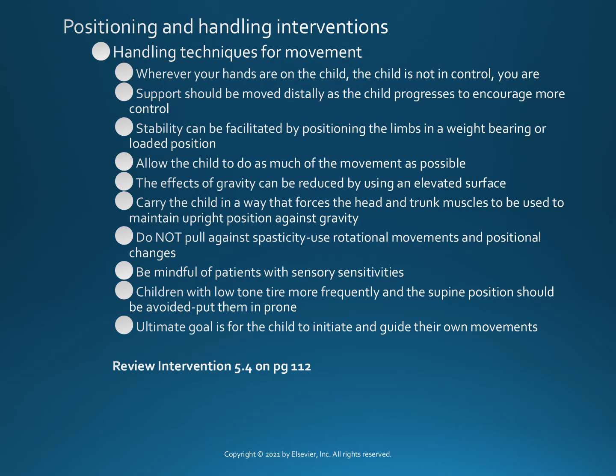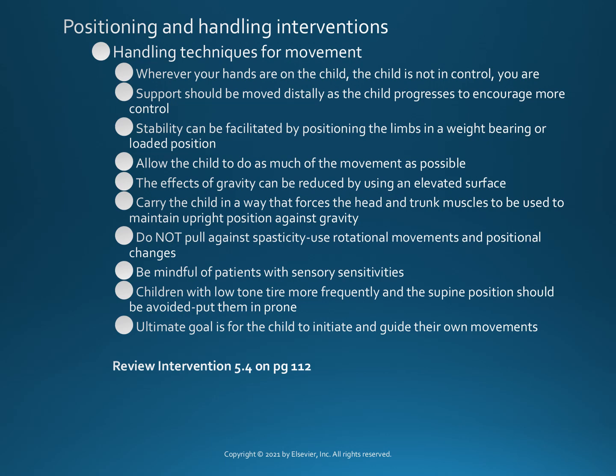We want to carry the child in a way that forces the head and trunk muscles to be used to maintain an upright position against gravity. Again, always trying to help promote midline orientation, upright positioning, and trunk control. Do not pull against spasticity. We want to use rotational movements and positional changes to help reduce spasticity when that's present in a child.